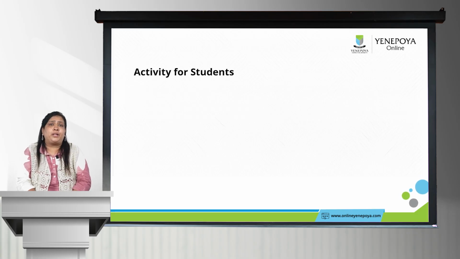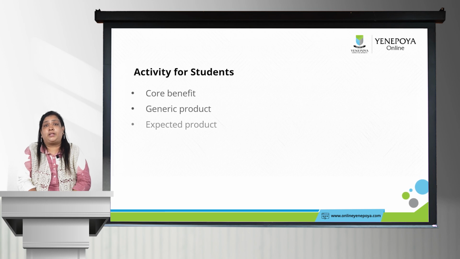Please try this. Pick a product which you use every day, maybe a water bottle, a laptop, or even a backpack, and break it down into core benefit, generic product, expected product, augmented product, and potential product. Post your analysis in the discussion forum. We will go through some of your best examples in the next session.